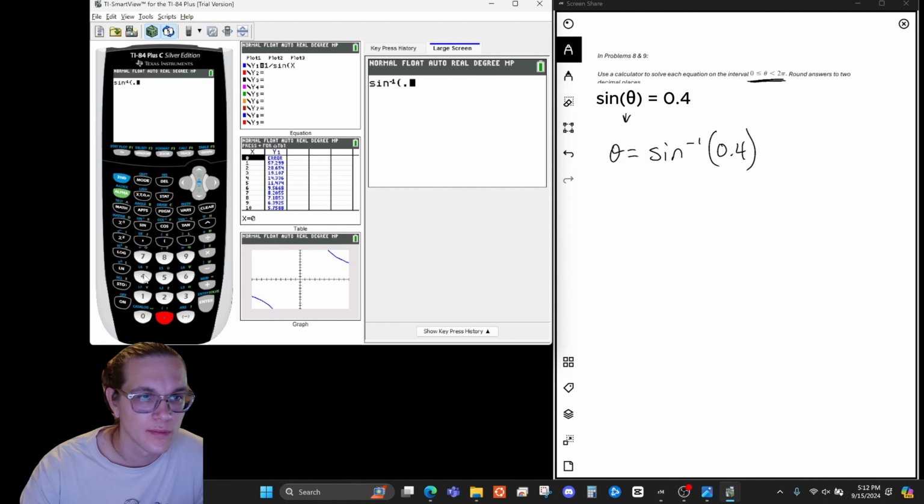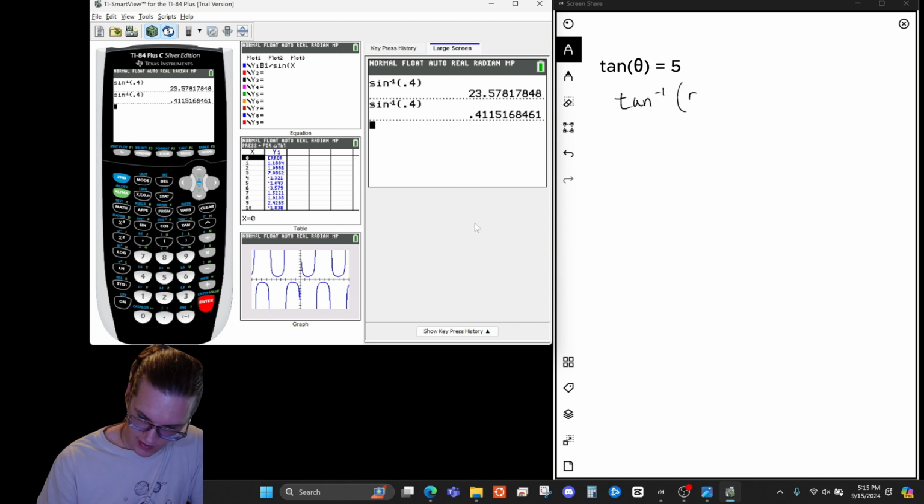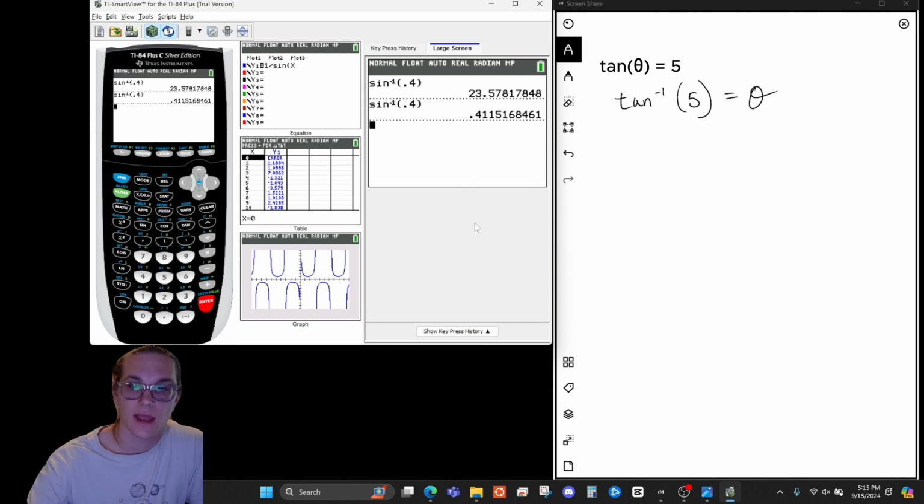So let's do the same thing, calculator, but with tan of theta. So I'm going to write out inverse tangent of 5 equals theta, and we are interested in theta. So we'll do inverse tangent of 5 in the calculator. Theta is approximately 1.37, say 3 decimals or 2 decimals, okay.